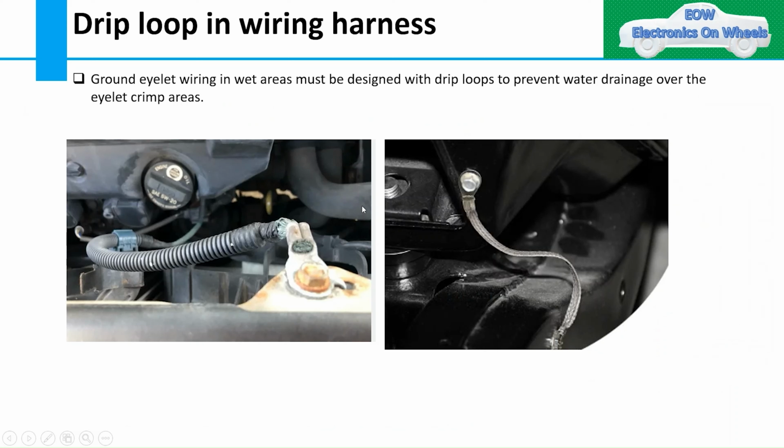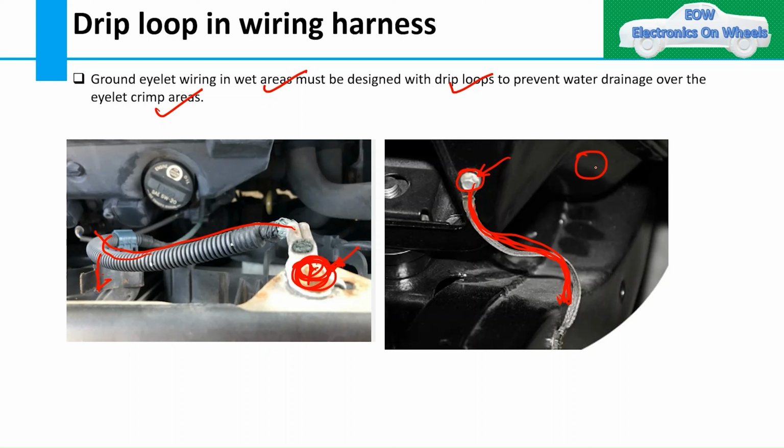Then moving to the ground eyelet. If the ground eyelet is horizontal, you can see even if some water comes, it will go down only, it will not stagnate on this particular point. Ground eyelets in wet areas must be designed with drip loops to prevent water drainage over the eyelet crimp area. In this crimp area of the eyelets, the water should not stagnate or be deposited. If you see here, this is also one example. The routing of this particular wire has been given like this, right? If some water is coming here, then it will go down the wire.